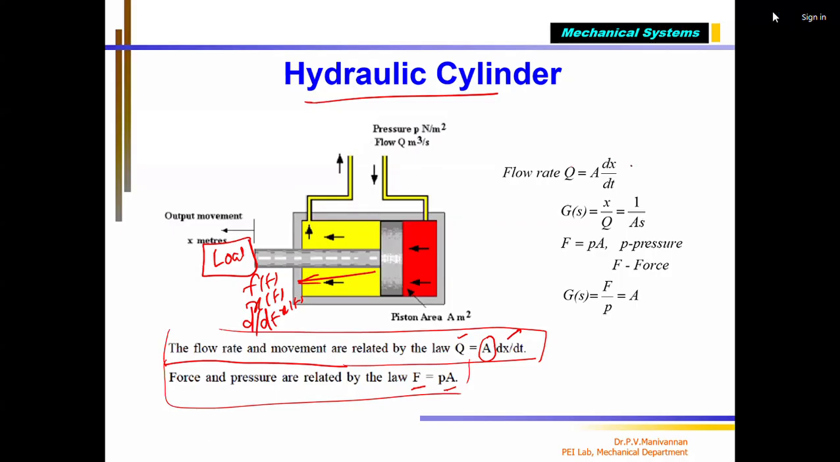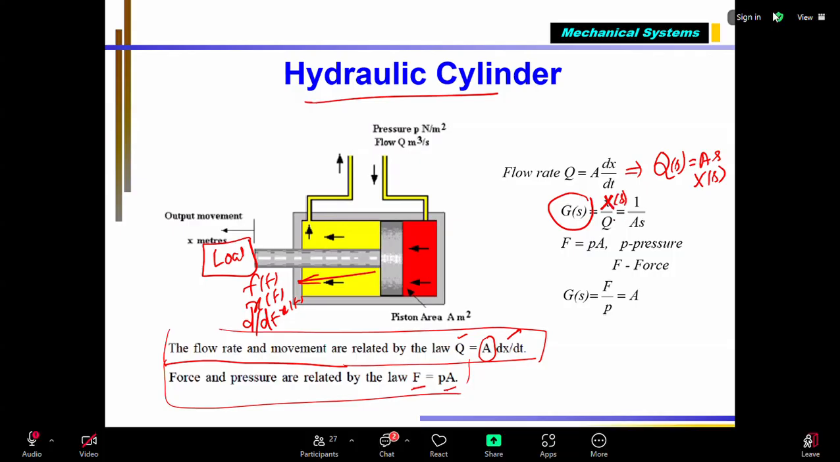So now, that's what you have written here. Flow rate Q equals A into d by dt of x of t. So I take the Laplace transform of this, then it will become Q of S equals A into, d by dt will become S multiplied by X of S. Okay. So this is in Laplace. Then from this I can write G of S, sorry, it should be capital X of S divided by Q of S.